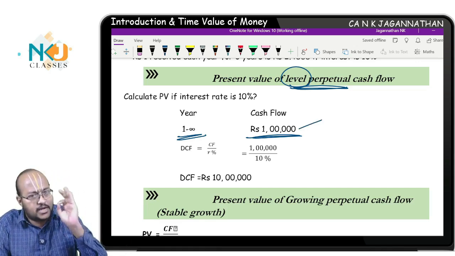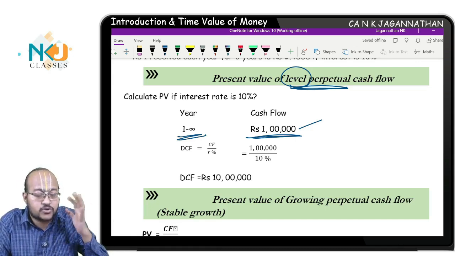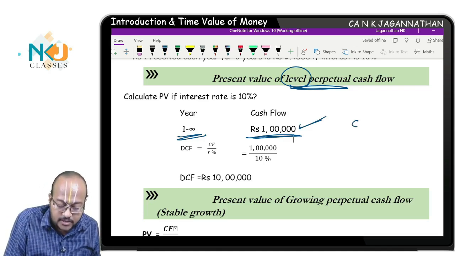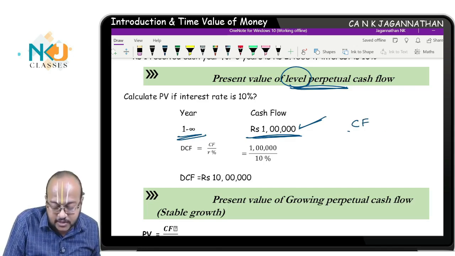Every year you are going to receive 1 lakh, 1 lakh, 1 lakh only. This is called level perpetuity. Are you understanding? What is the present value of this level perpetual cash flow? It is very simple. The present value of a level perpetual cash flow is cash flow divided by R.